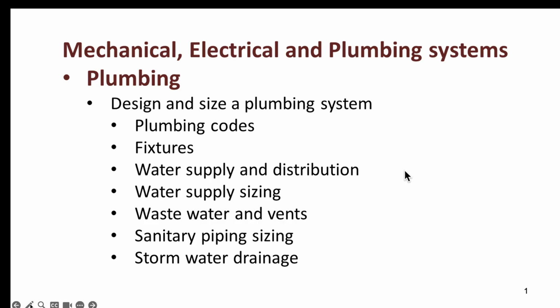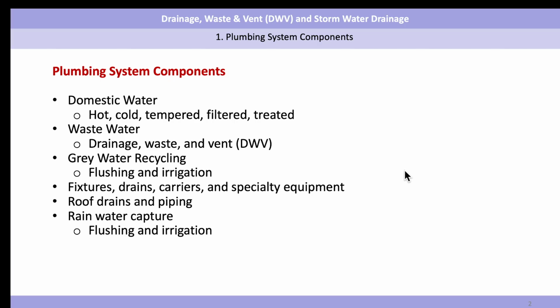Hello everyone. In this lecture, we will continue to learn about the plumbing system. So let's review plumbing system components like domestic water. Usually for supply water, we have to consider temperature. We have to consider treatment for potable water, filtered potable water, and wastewater. So we need to use a DWV, drainage waste and vent system, to remove wastewater from the building.